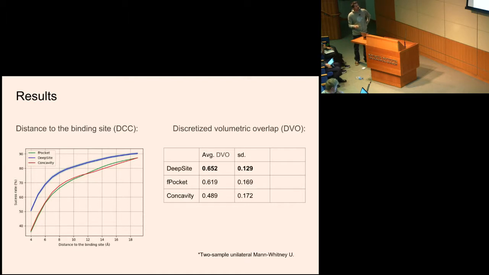So in this case, FPocket and Concavity have this kind of performance. In this case, it's given a certain distance from the binding site, what's the success rate in recovering that binding site? And at 4 angstrom, we get 50%, and they get around 35%. And we get, with 70% probability, within 6 angstrom of the binding site, and so on and so forth.